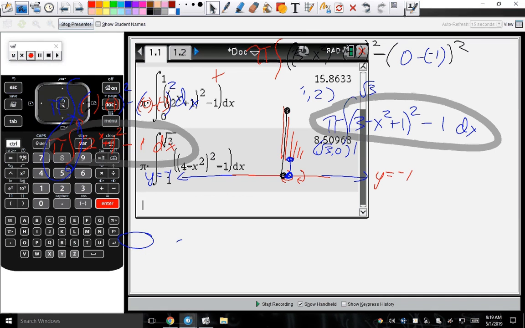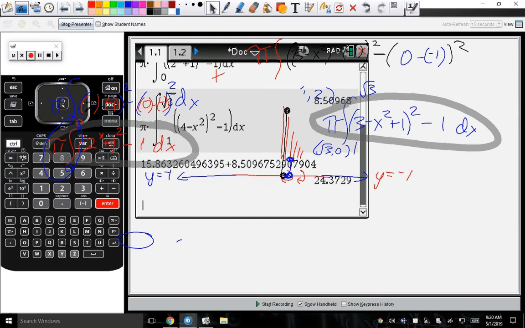Okay, let me go to the calculator. You get 15.86, so let's copy that for 6 decimals. Let's copy this for 6 decimals, and my volume is 24.373. Okay. Let's try to do it with the calculator now. And you can watch this through video next time. Just remember that number for me, please.